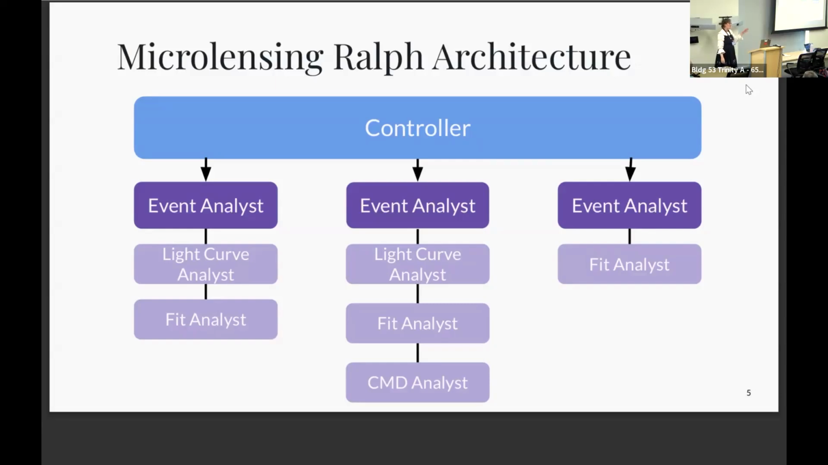There is the fit analyst, which is handling the modeling procedure, going through different stages, and it also right now has a very simple anomaly finding procedure, which flags to the user and the pipeline whether or not we think the event has more than one lens. And finally, there's the CMD analyst, which based on the results from the fit analyst can produce a color magnitude diagram for a selected catalog, which will provide more information about the event.